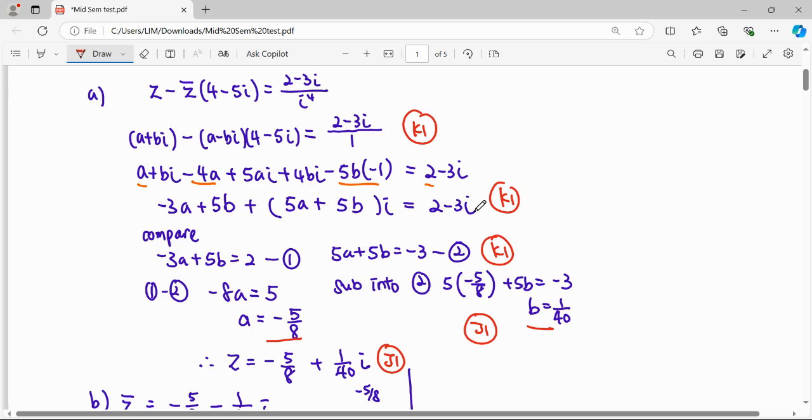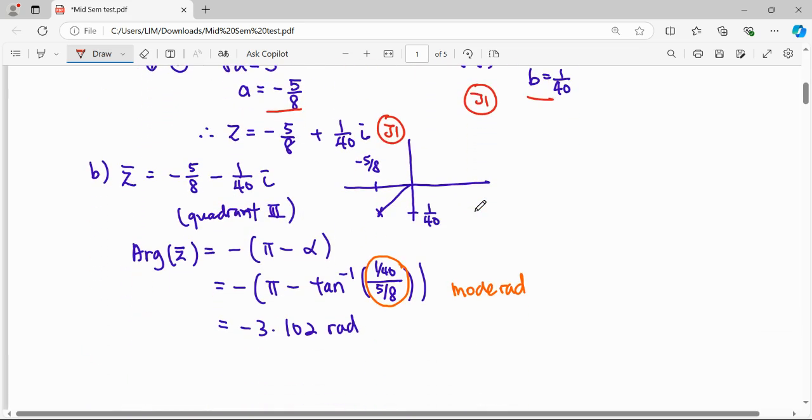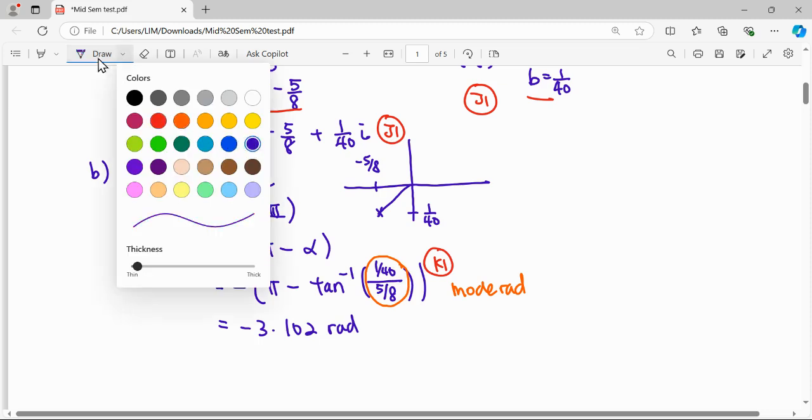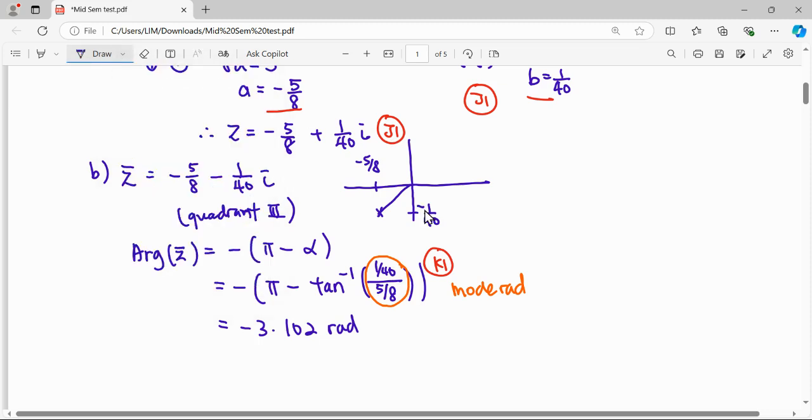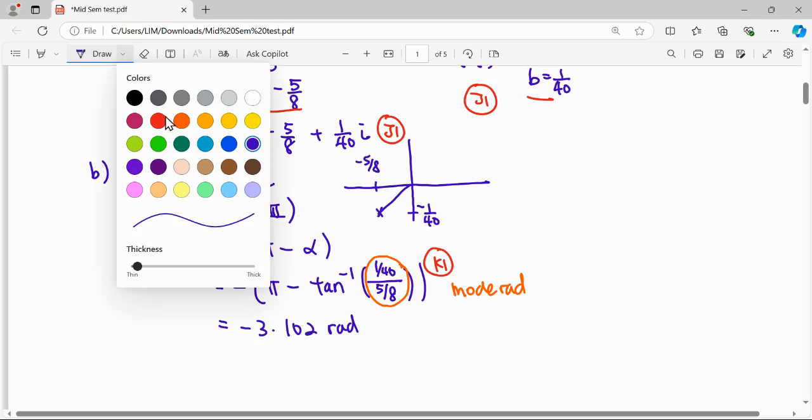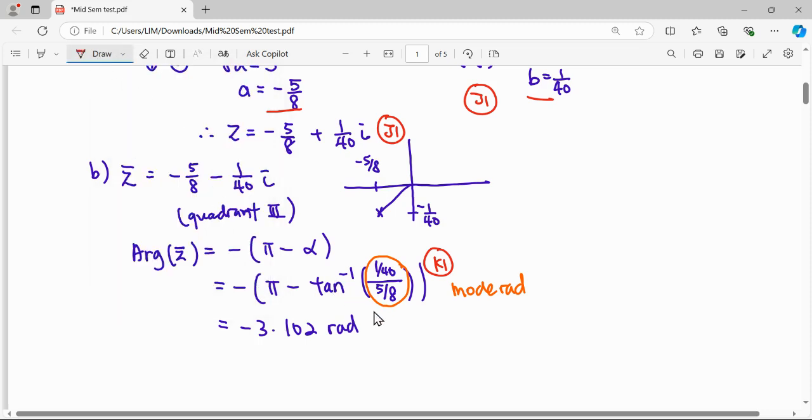Then for argument, in quadrant 3, we need to use the correct formula where this shift tangent, we should not put any modulus or any negative value. Although the coordinate here is negative, for the basic angle, we don't take the negative value. Then our answer will be this.